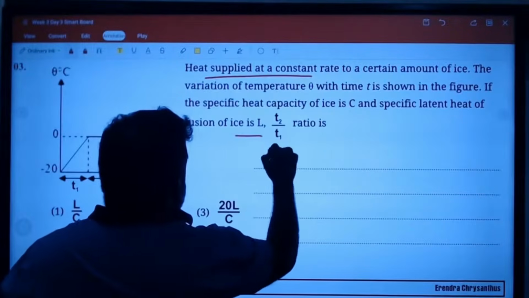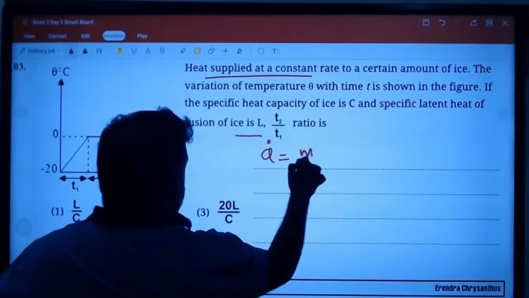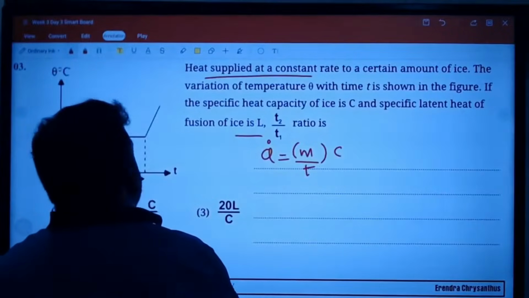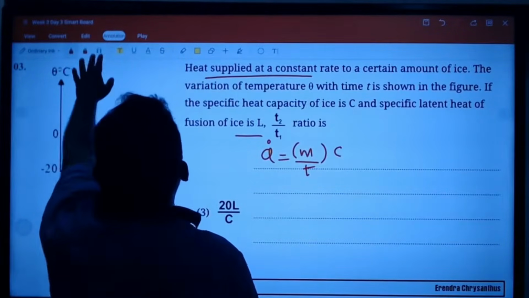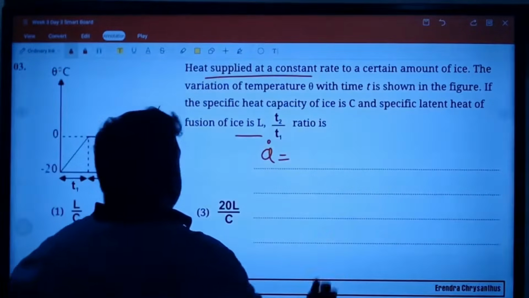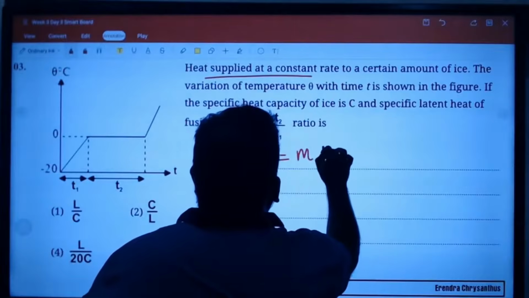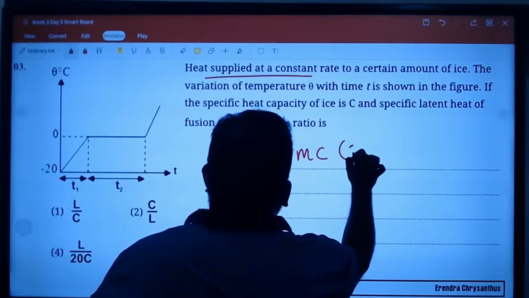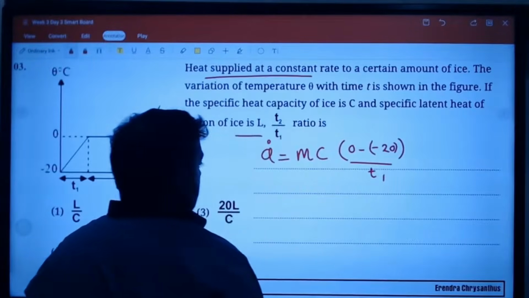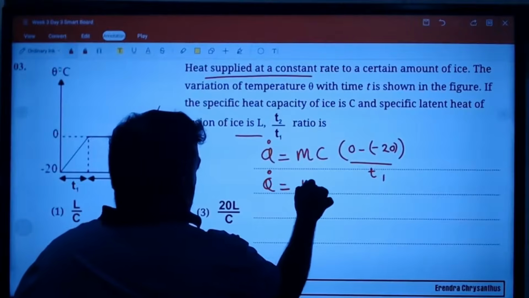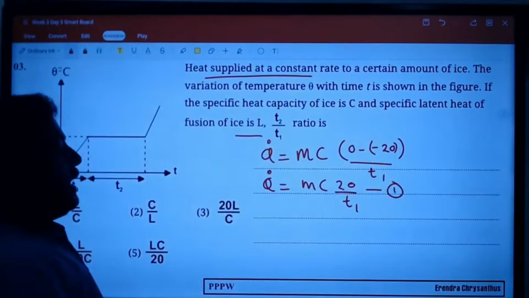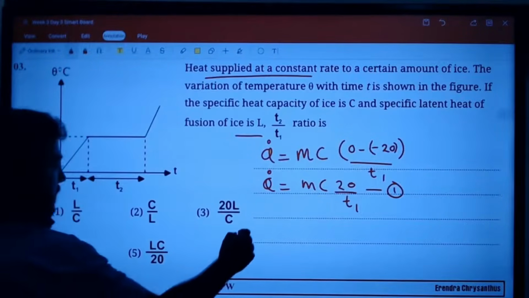Supplied at a constant rate. So Q dot is equal to M over T, specific heat capacity. If you consider this carefully, it is mass, specific heat capacity, change in temperature, 0 minus minus 20, divided by time T1. Q dot is equal to MC 20 over T1. Equation 1. Heat is supplied at a constant rate here also.